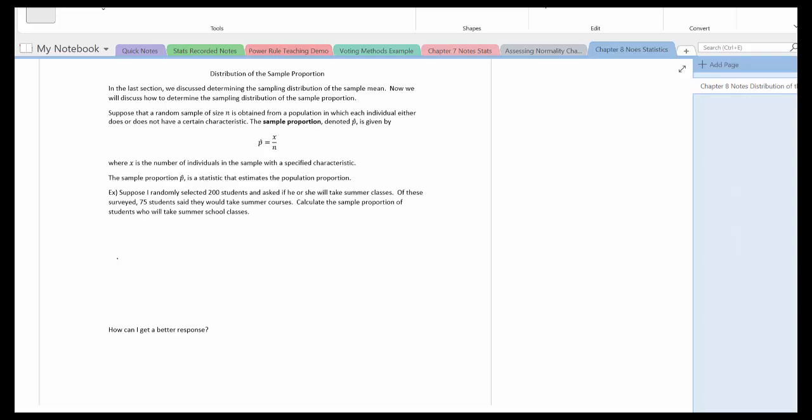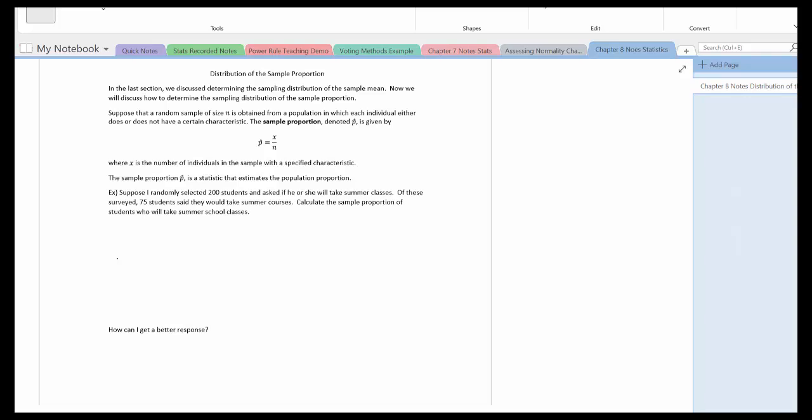In this video, we're going to have a discussion on the distribution of the sample proportion. So in the last section, we discussed determining the sampling distribution of the sample mean. Now we discuss how to determine the sampling distribution of the sample proportion. Suppose that a random sample of size n is obtained from a population in which each individual either does or does not have a certain characteristic.